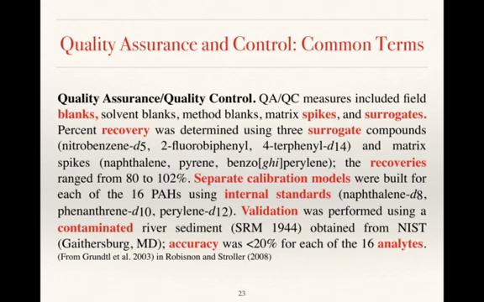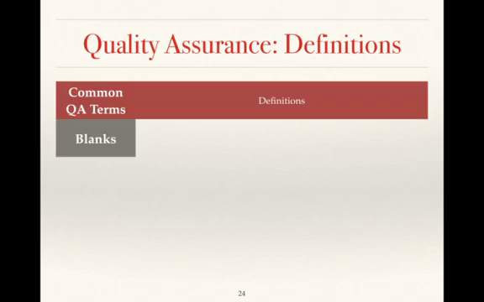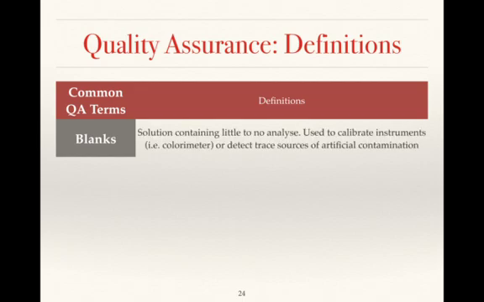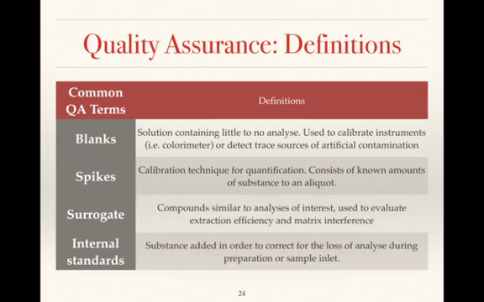There you go. You can see what words are highlighted. You're expected to use words like matrix spikes, surrogates, recovery, internal standards, accuracy, and so on. Blanks. These terms have been defined in the table below. You can see what spikes are and the rest of the terms.